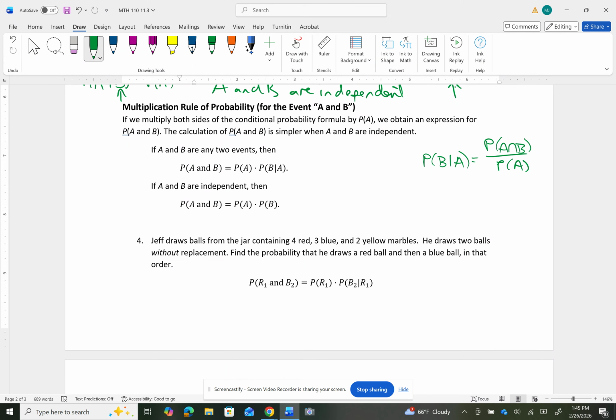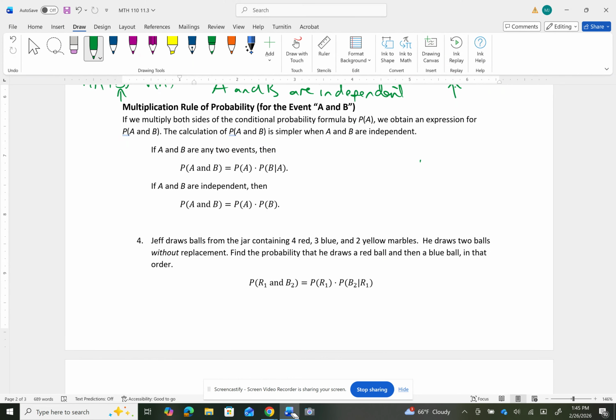It took that formula and did some math: it multiplied both sides by the probability of A. That knocked out the probability of A that was in the denominator, and it left you with the probability of A and B being the probability of A times the probability of B given that A has happened. So that's where it came from.